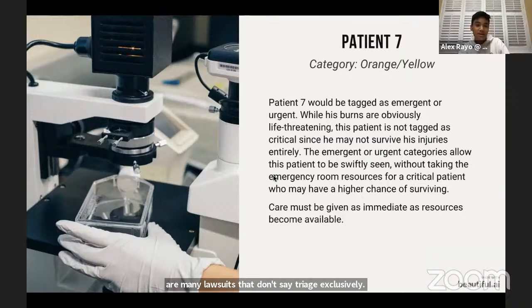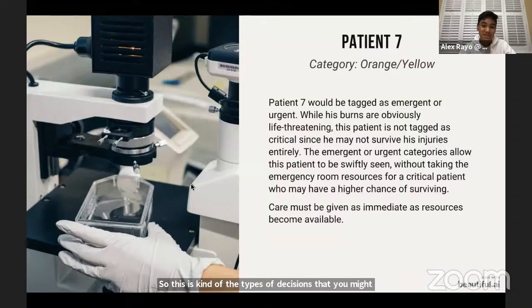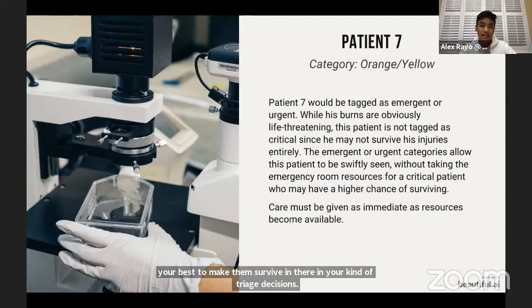We have this comment: I don't agree with this type of lawsuits because doctors try their best to make them survive, of course. Yeah, that is true. And for future MDs, these are the types of decisions that you might be faced to make in the future. The patients are trusting you and putting their health in your hands in this case. So it's your job to really have that kind of critical reasoning to try your best to make them survive in your triage decisions. Yeah, hospitals get a lot of lawsuits.